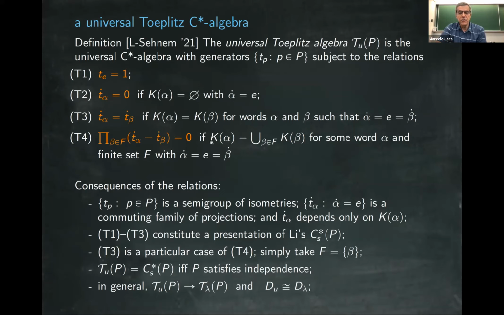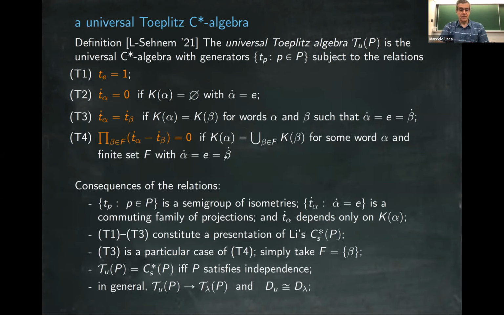And if you have a situation like this, where K_α is a union of K_β's, this could be a failure of independence, then we require that the product of T dot α minus T dot β, when you multiply them all together, you get 0. So this product says that there's nothing in T_α that is not in the T_β. So we replicate the property K_α equal to the union of K_β's with projections in the C star algebra.